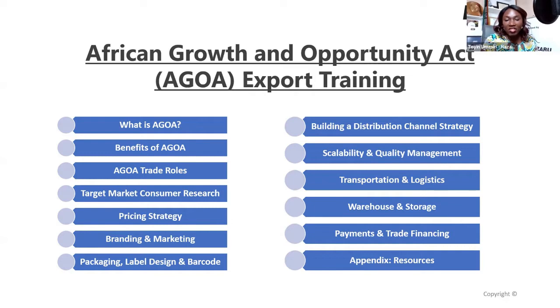We're going to talk about packaging, labeling, barcoding, depending on the market and how you want to distribute those products, the end products. And we will talk about how you would build your distribution channel, thinking about how to scale. How do you scale if you've been operating at a particular level before and you're now ready to grow and expand? What do you need to think about? Your quality management is always something we also say people need to look at. How do you think about transportation and logistics, warehousing, storage capabilities, and then payments and trade financing?